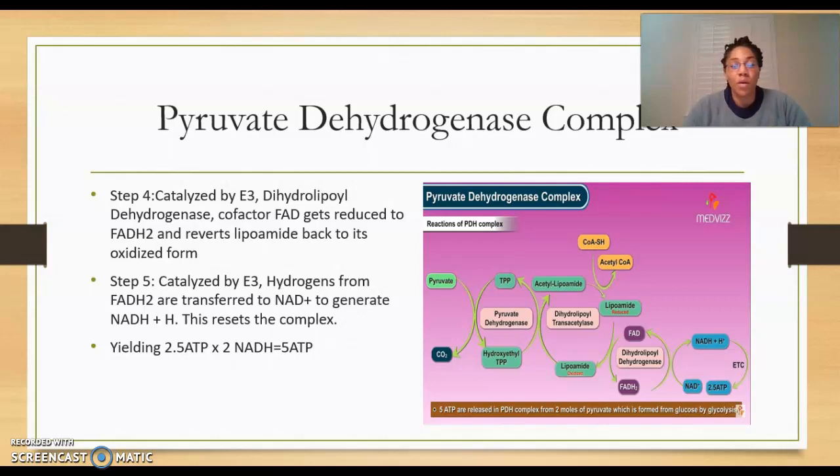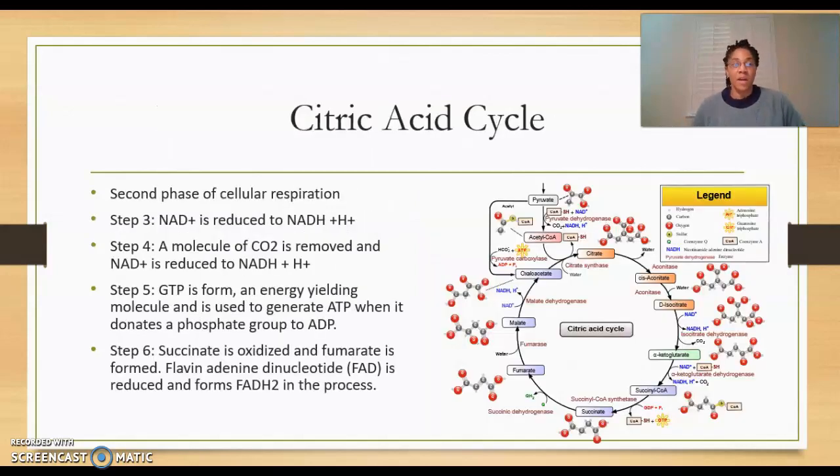Now we move over to the citric acid cycle. So now you have 10 so far. Lastly, we have the citric acid cycle, which is the second phase of cellular respiration. In step 3, NAD+ is reduced to NADH plus H+. This is driven by isocitrate dehydrogenase. Basically in this step, isocitrate loses a molecule of CO2 and is oxidized, forming the 5-carbon alpha-ketoglutarate. NAD+ is reduced to NADH plus H+ in this process, generating 2 NADH.